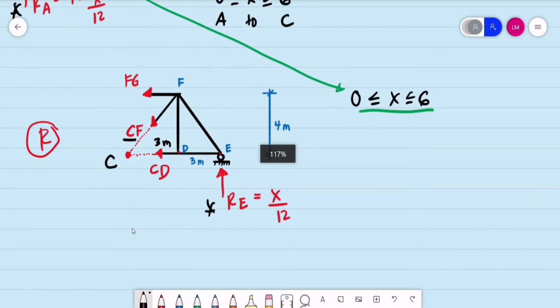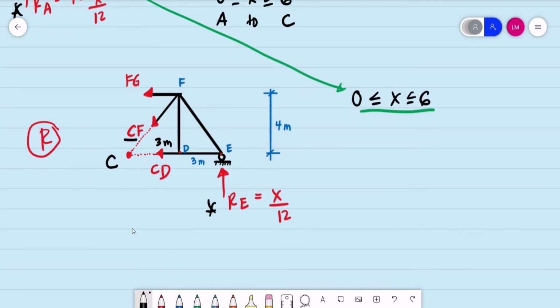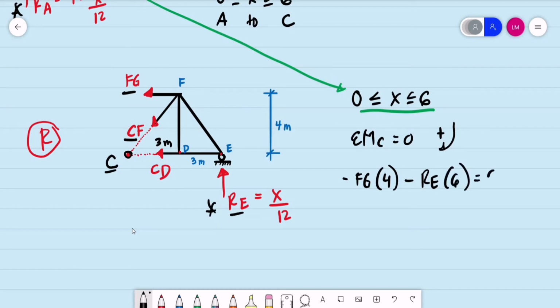How do we represent the equivalent of the axial force for member FG? If we extend members CF and CD, their common point is point C. So we can get the axial force for member FG by taking the summation of moments at point C equal to 0, assuming clockwise moments to be positive. Both are counterclockwise, FG and R sub E, so there is a negative FG. This is multiplied by 4 meters, minus R sub E, which is at a distance of 6 meters from point C, equal to 0.